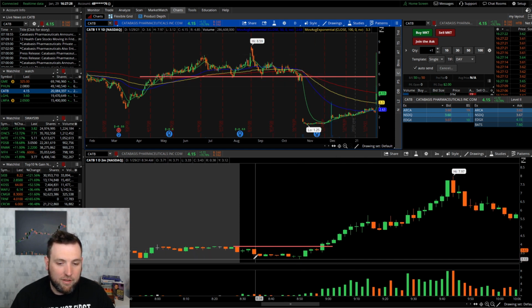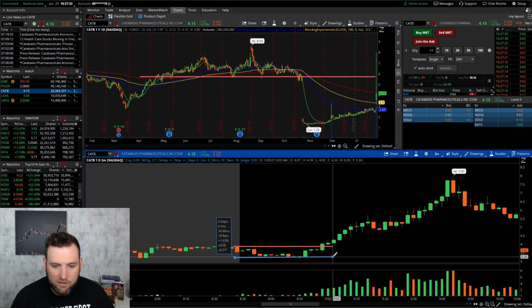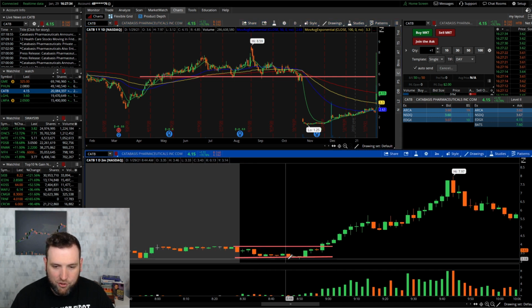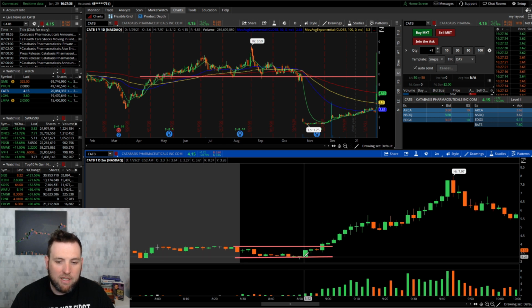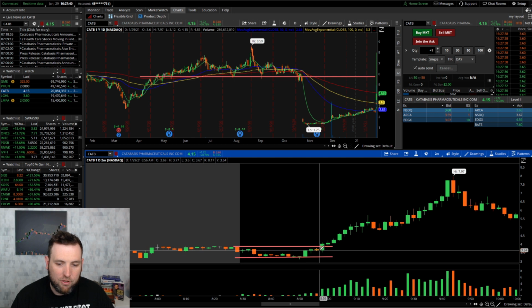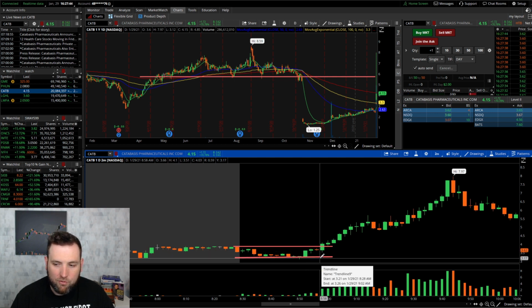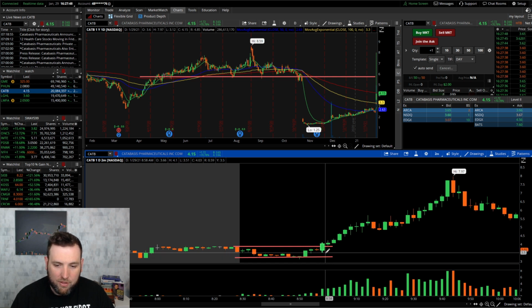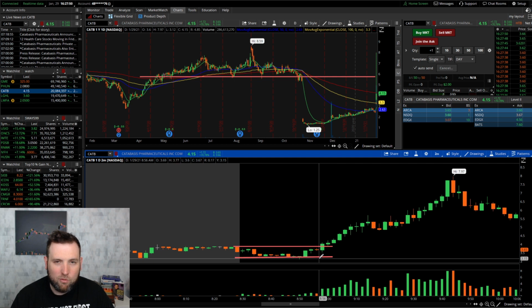So on this, it's hard to do with U-shapes. It's hard to get in at support because the support is right here on this U-shape. So you can't really get in right there. You don't know for sure if it's going to curl back up. You have to wait for the curl and then buy there, and then you could put your stop loss right below that if you wanted to, but that would be a pretty deep stop loss. Normally you want a 5 to 10 cent stop loss.